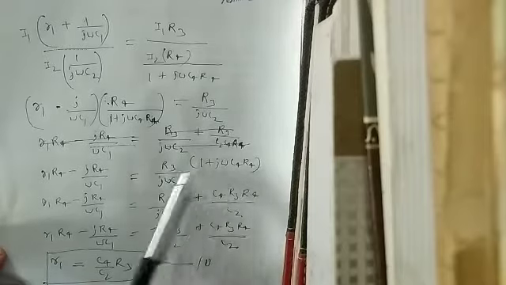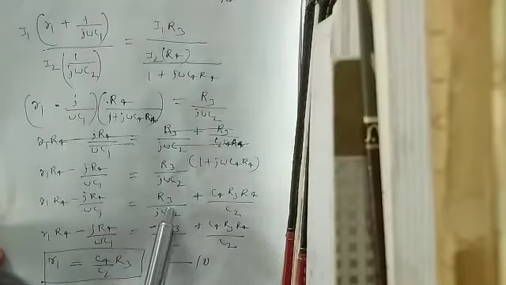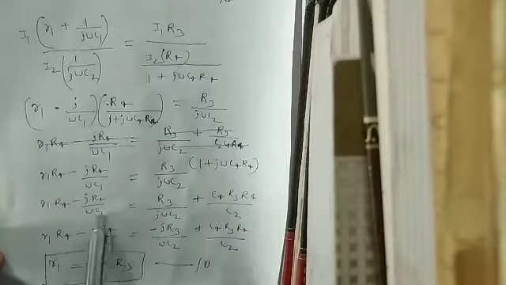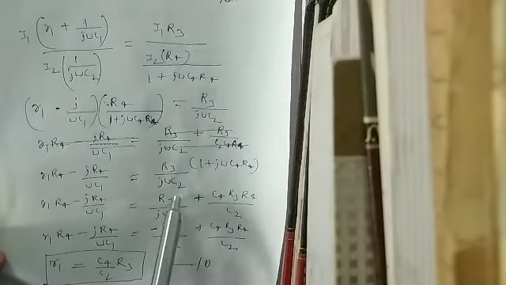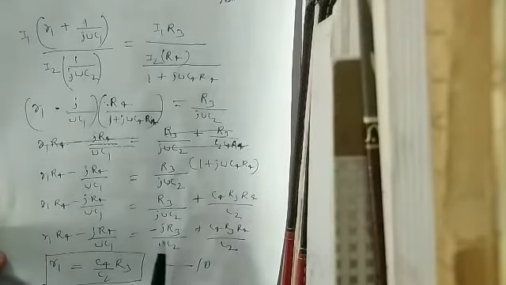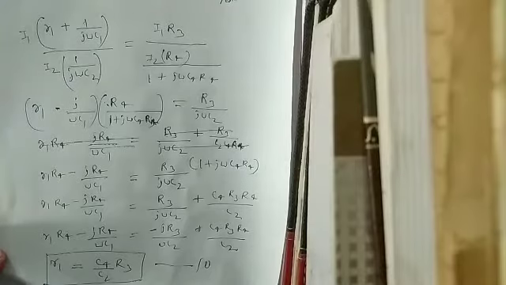Now we can multiply this term by this 1 plus j omega C4 into R4 and we get the value R3 upon j omega C2 plus C4 R3 R4 upon C2. Here we can multiply j in that term in numerator and denominator and we get the value of minus j R3 upon omega C2 plus C4 R3 R4 upon C2.